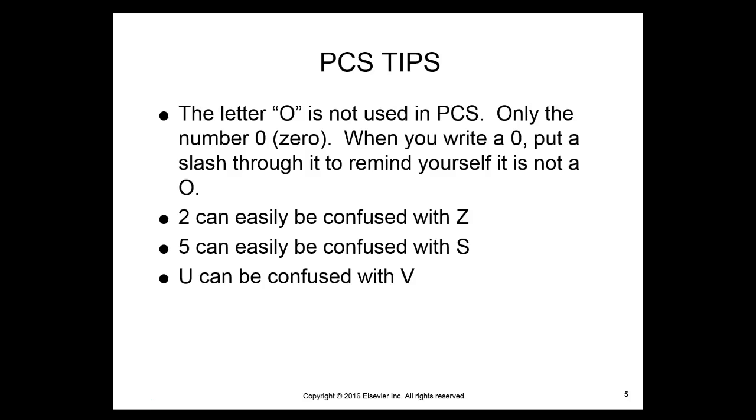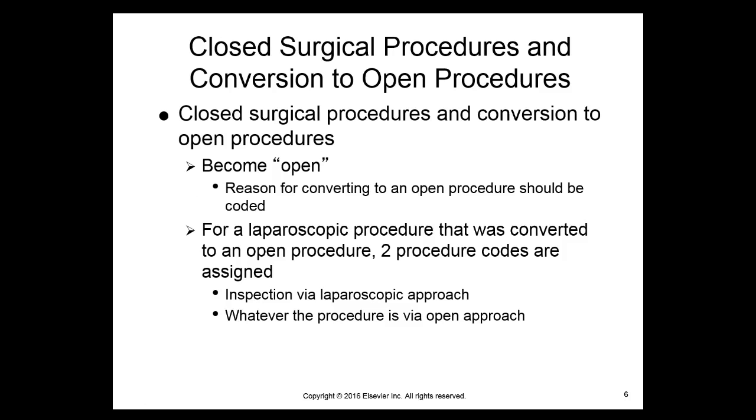The number 2 can easily be confused with a Z. Both a 2 and a Z are used in PCS. So I usually put a little line through my Z so that I know it's a Z and not a 2. 5 can be confused with S. You just need to write your 5s very clearly. And U can be confused with V. So you really have to pay attention to your penmanship when you are writing these codes down.